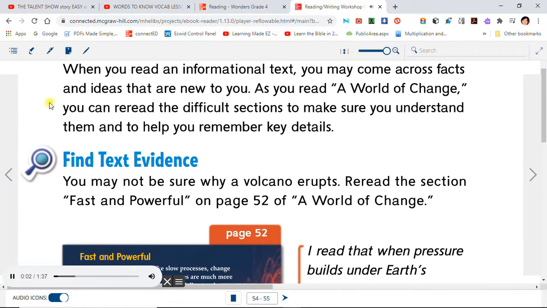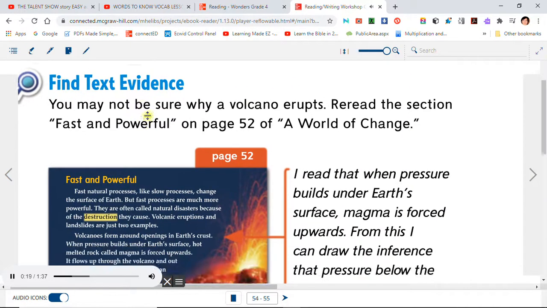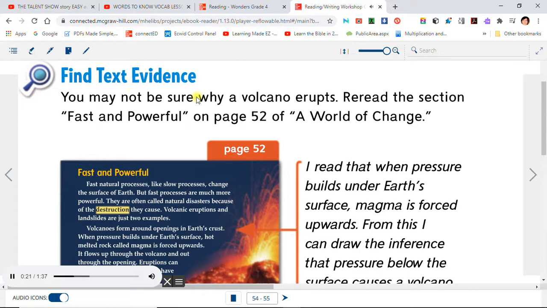Reread. When you read an informational text, you may come across facts and ideas that are new to you. As you read A World of Change, you can reread the difficult sections to make sure you understand them and to help you remember key details. Find text evidence. You may not be sure why a volcano erupts. Reread the section Fast and Powerful on page 52 of A World of Change.